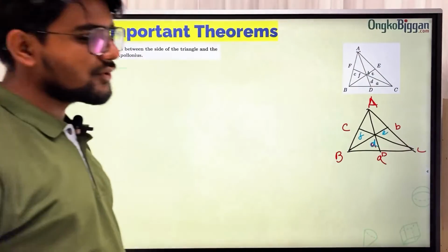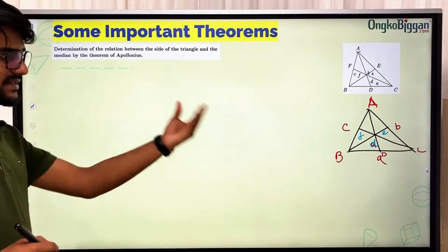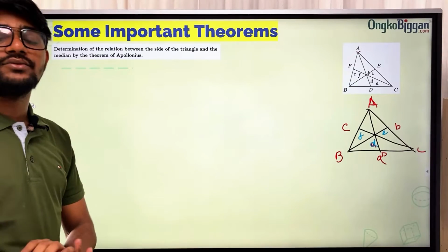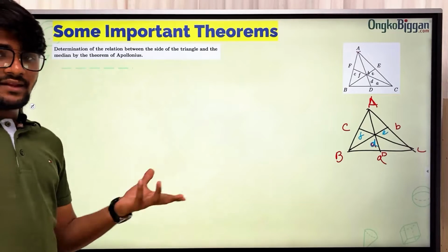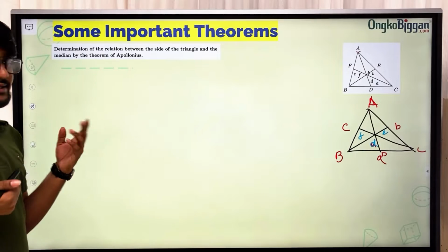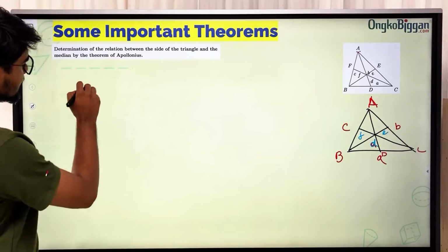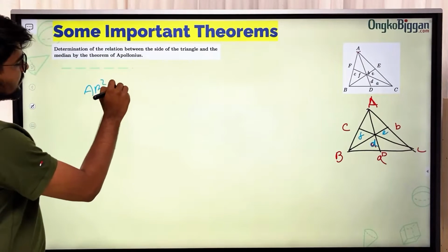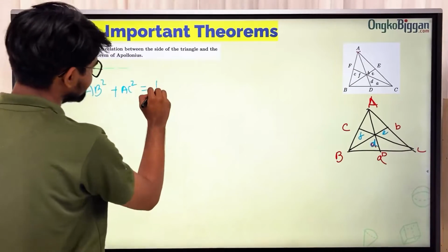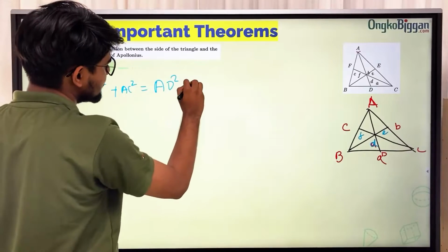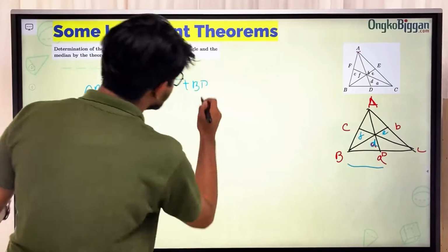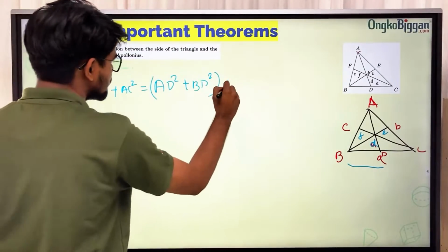Okay. Now we need to create a relation between the lengths of the sides of a triangle and the lengths of the medians of a triangle. To find the relationship between each side, we're going to use the theorem of Apollonius. Apollonius told that AB square plus AC square is equal to the median AD square plus BD square, that is this smaller part, and multiplied by 2.